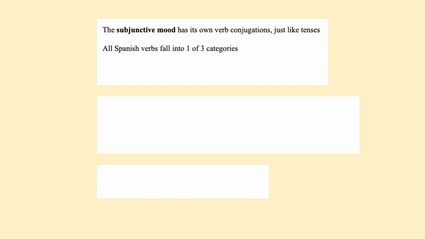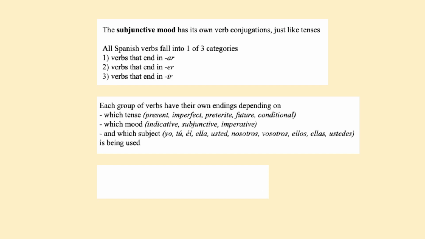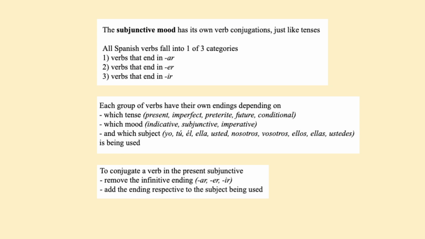So again, you should be aware of the three Spanish verb groups, AR, ER, and IR. And as I have said many times, each group of verbs has its own endings depending on the tense, mood, and subject being used. So to conjugate a verb in the present subjunctive, we again will simply remove the infinitive ending and add the ending respective to the subject being used, just like in the present, imperfect, or preterite.